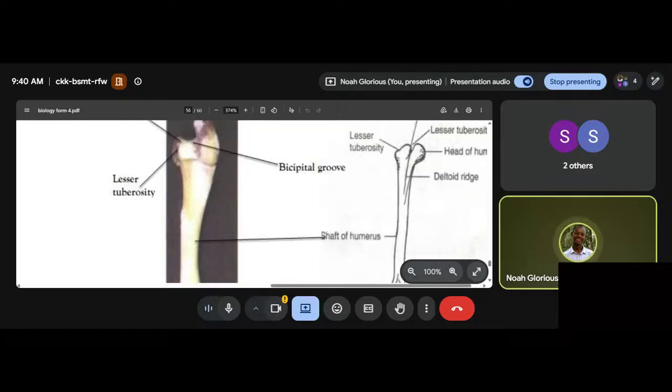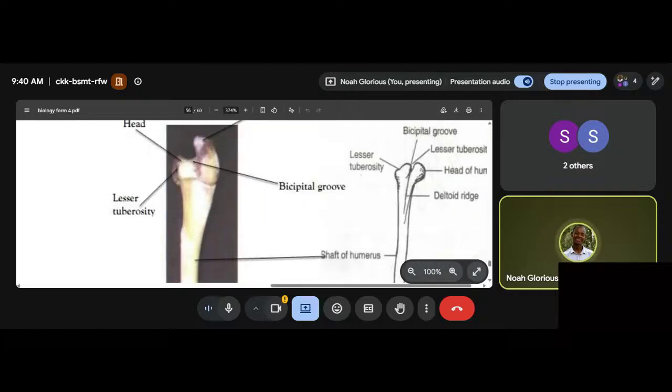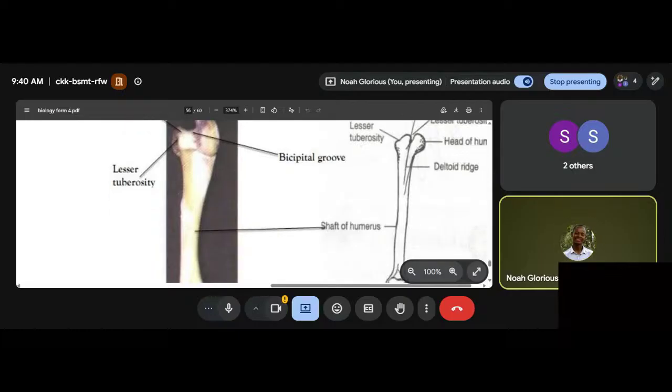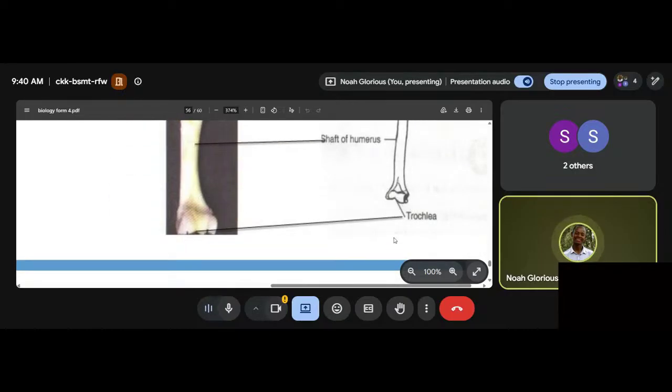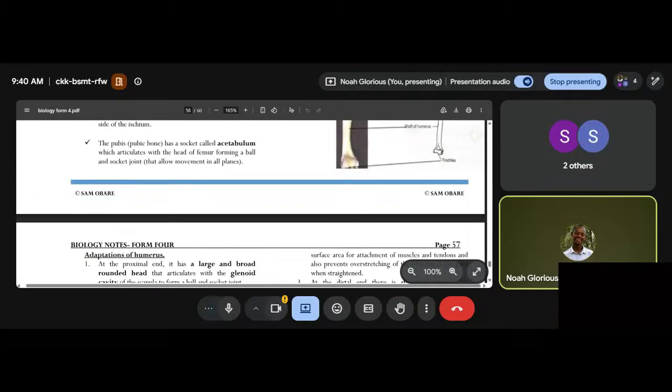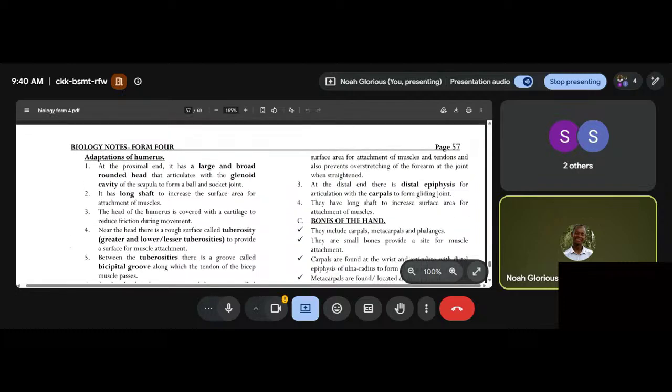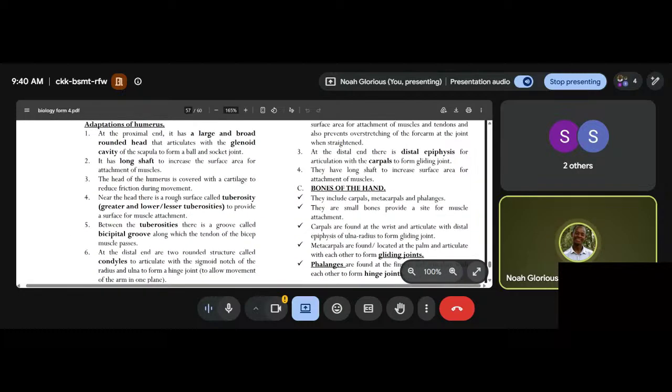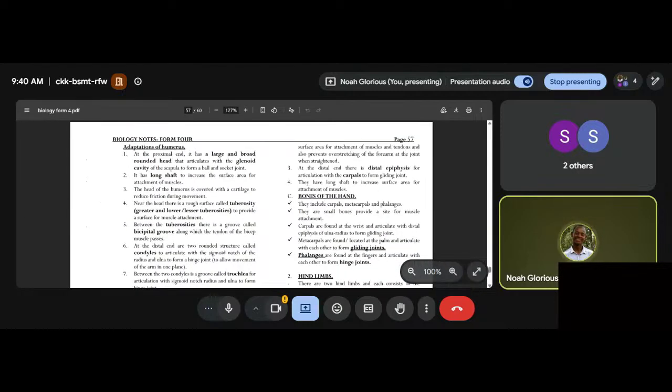And then we already talked about the deltoid ridge, the one that appears curved. You can see it at this part here. Is it okay? Yes. Those are the basic parts of the humerus: lesser tuberosity, greater tuberosity, head of the humerus, deltoid ridge, the shaft, and the trochlea, all on that one. I don't know whether we can mention something about the adaptation of the humerus, and then we can move a bit faster.